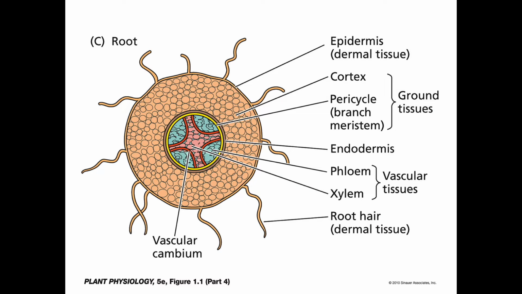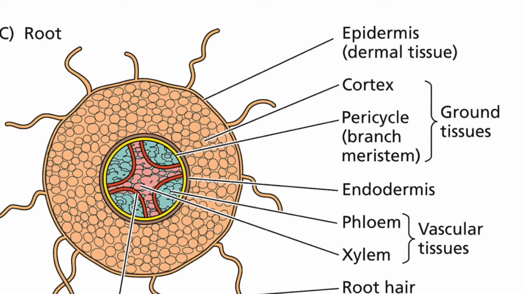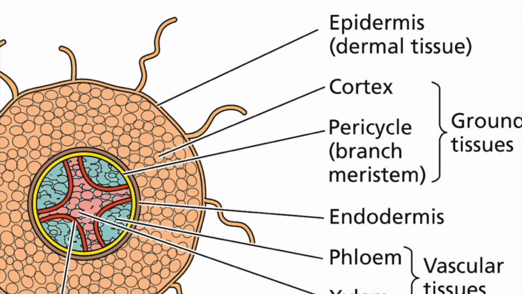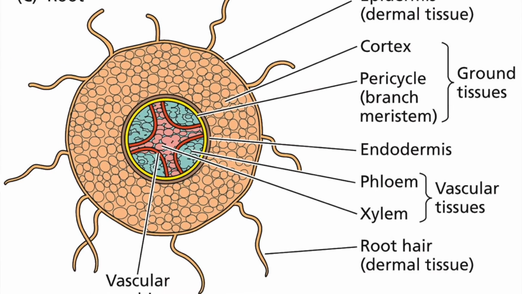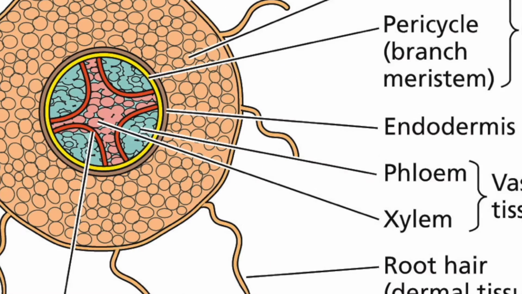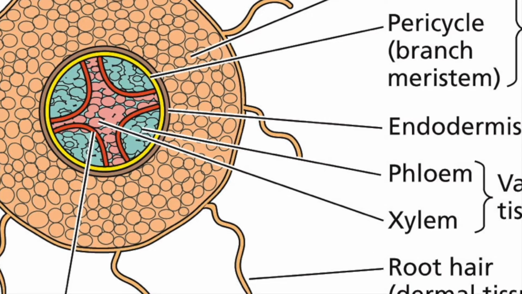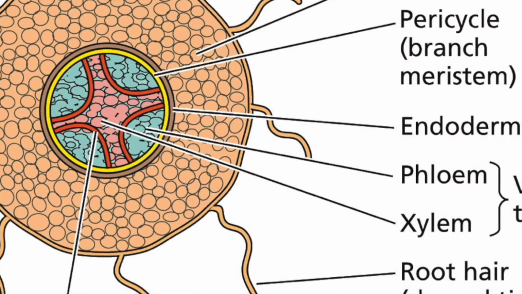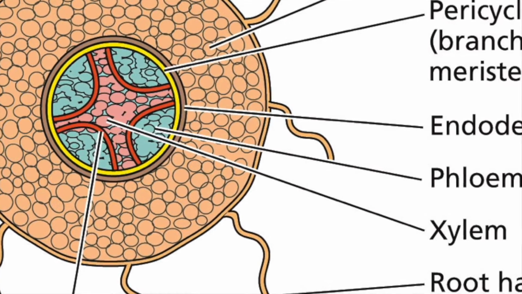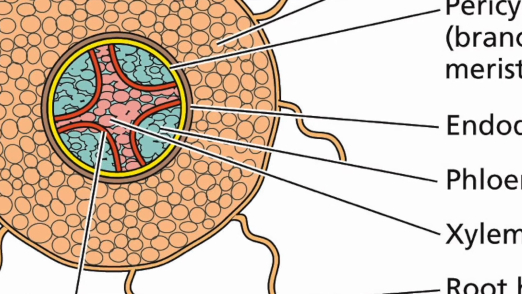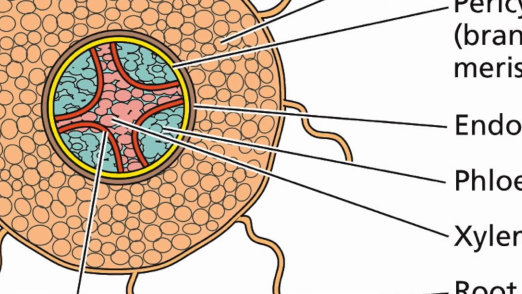Here we're looking at the root organ, and in particular, we're looking at a cross-section of a root in the mature zone of the root. It has an epidermis or dermal tissue. It has a cortex, which is part of the ground tissues. We have the formation of a pericycle or branch meristem in the center of the root. And this is protected by a layer just outside of it known as the endodermis. This will become quite important when we're talking about water and ion transport into the root.